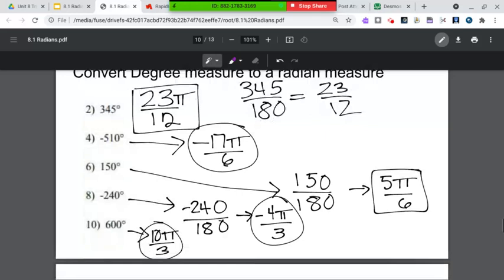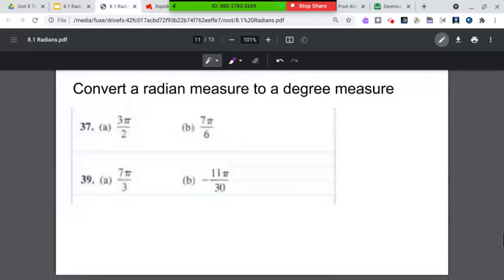Okay, let's go radian to degree. Radian to degree, you multiply by 180 over pi. Okay, so I'm going to multiply by 180 over pi. What's going to happen to my pi's? Cancel. And you have 180 times 3, which is 540. 540 divided by 2 gives you 270 degrees.